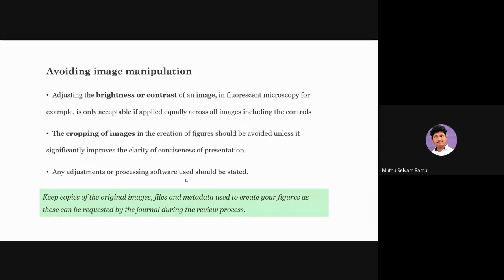And this brightness or contrast should be equal for all the subgroups, all the sub pictures present in that figure. For example, if you have 10 slides, all the 10 slides should have the same brightness and contrast. And also cropping of images. Unless it is important, you should not crop the image you captured from the microscope. You can adjust it while checking the picture.